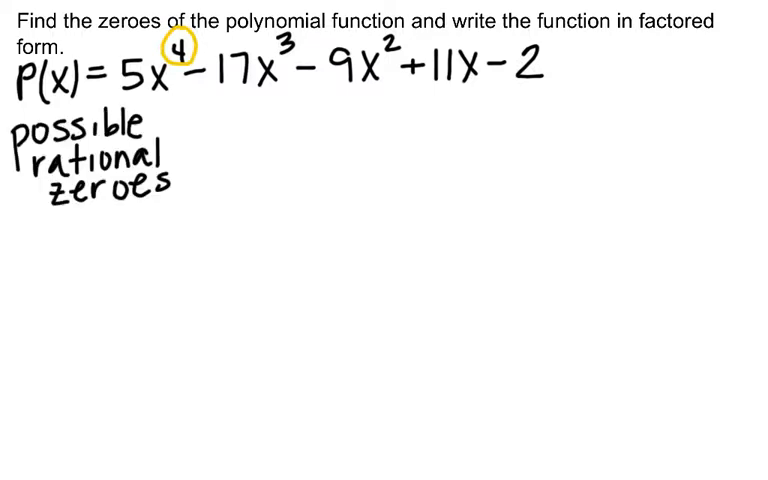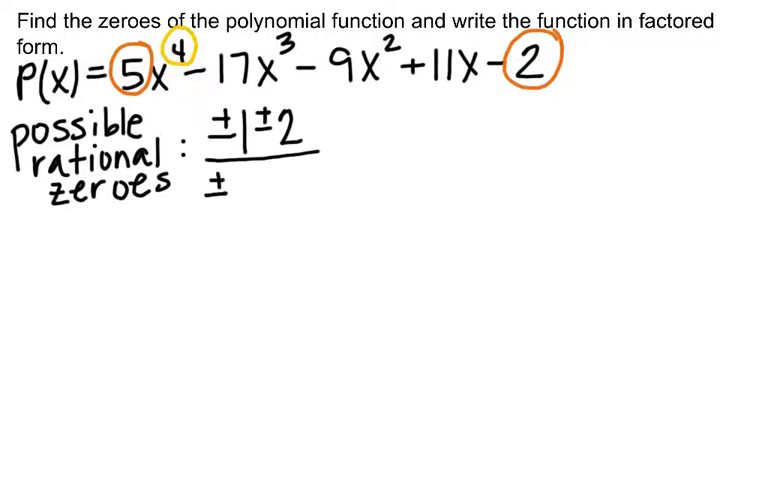To list the possible rational zeros, we're going to take all the factors of the constant in the polynomial, which would be the -2, and we'll divide that by all the different factors of the leading coefficient, which is +5. So all of the numbers that divide into the constant would be ±1 and ±2. All of the numbers that divide into 5, all the factors of 5, would be ±1 and ±5.